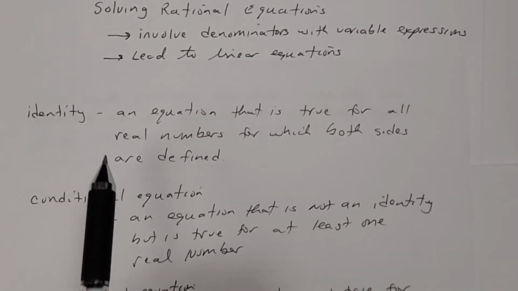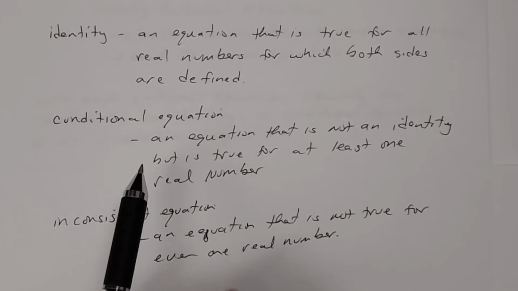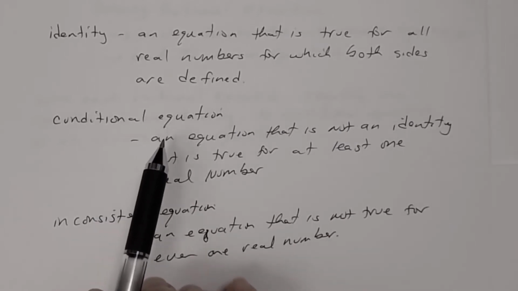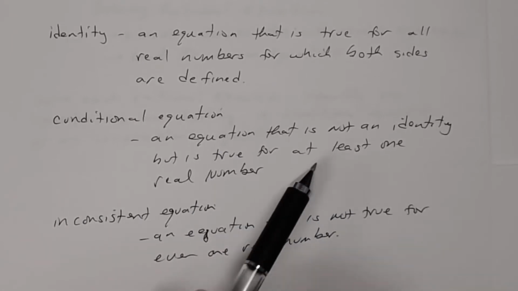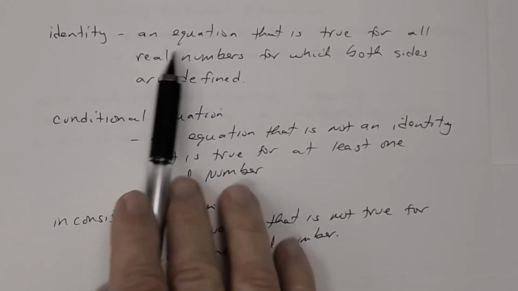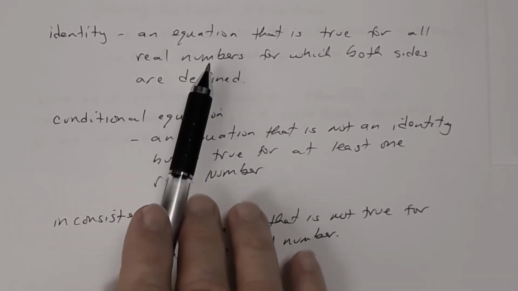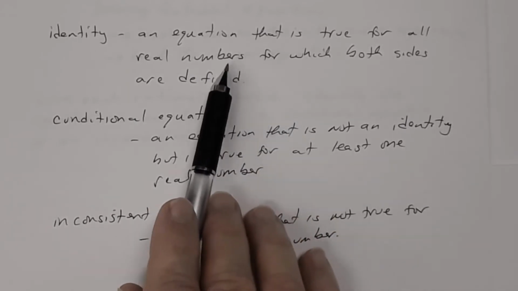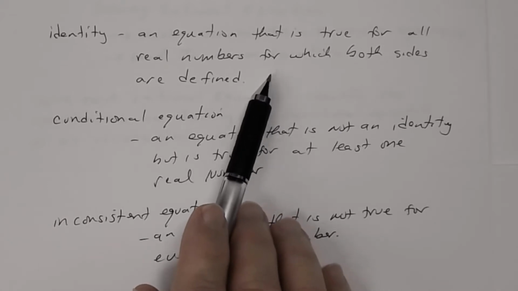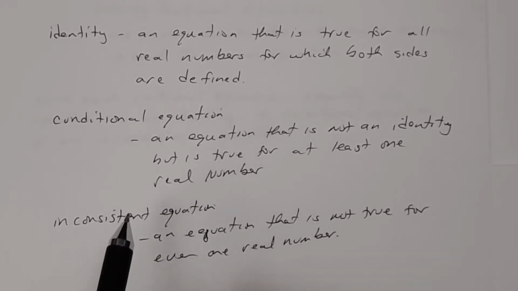So remember, an identity is an equation that is true for all real numbers for which both sides are defined. A conditional equation is an equation that has at least one solution that's a real number, but it's not an identity. What makes an identity different from a conditional equation is that an identity is true for all real numbers. You can substitute any real number and it's going to work, except where the expression is undefined. A conditional equation has at least one solution. An inconsistent equation is an equation that is not true for even one real number. So basically it has no solutions.